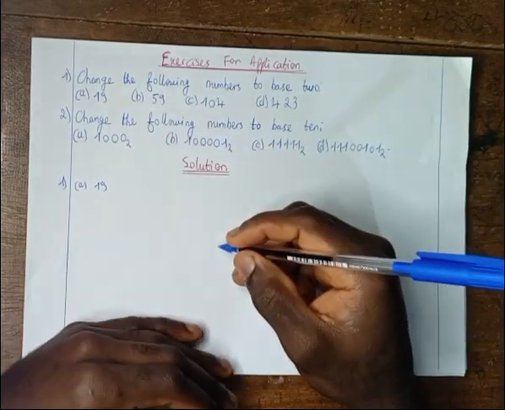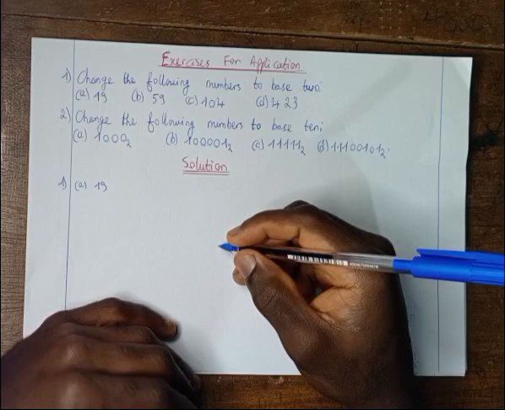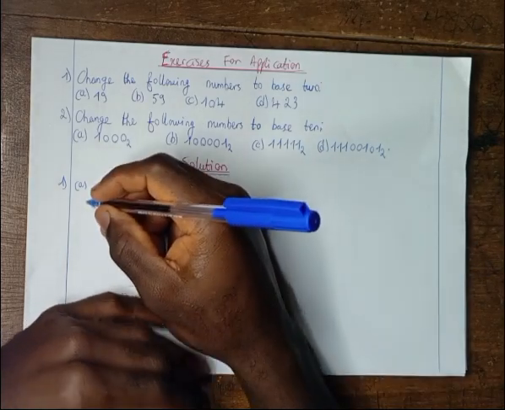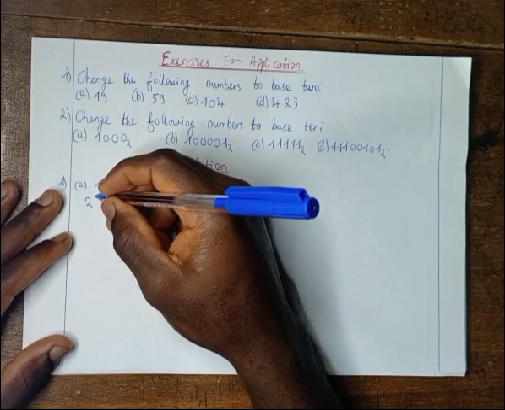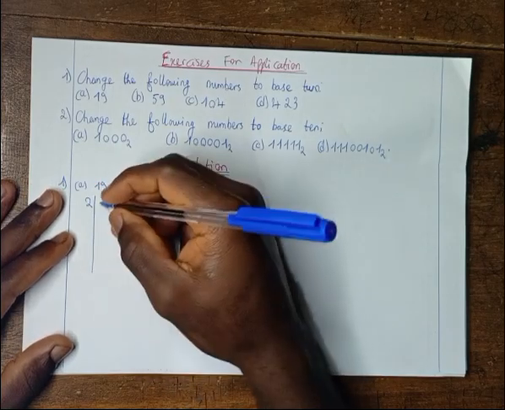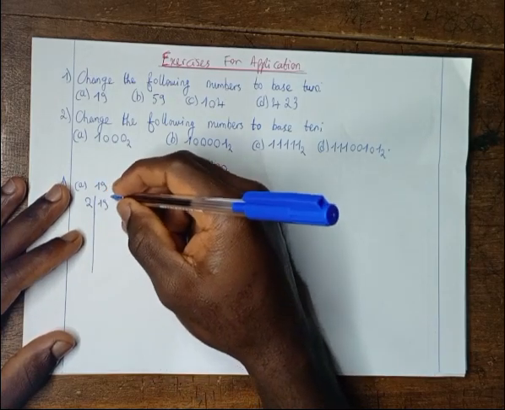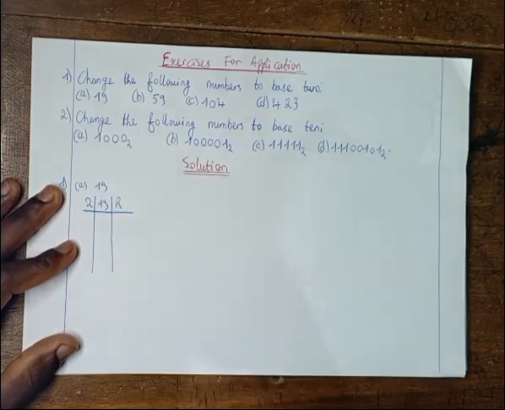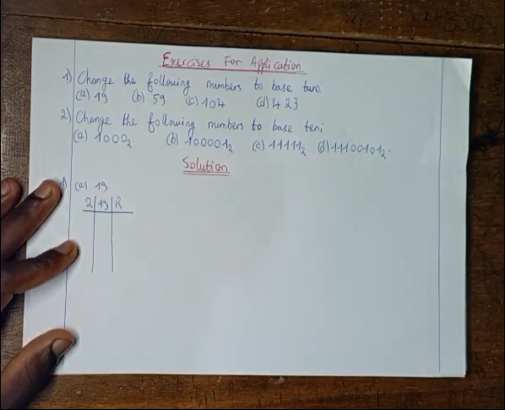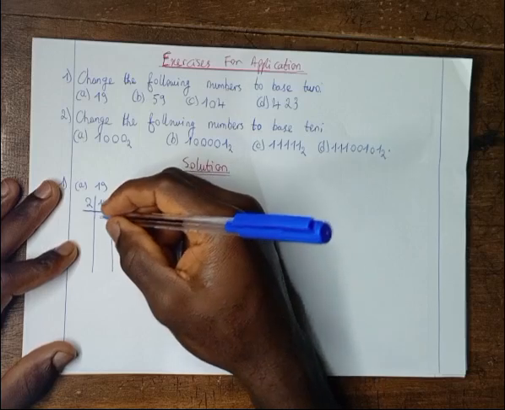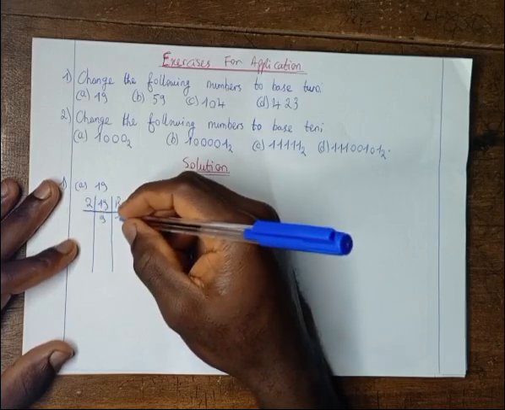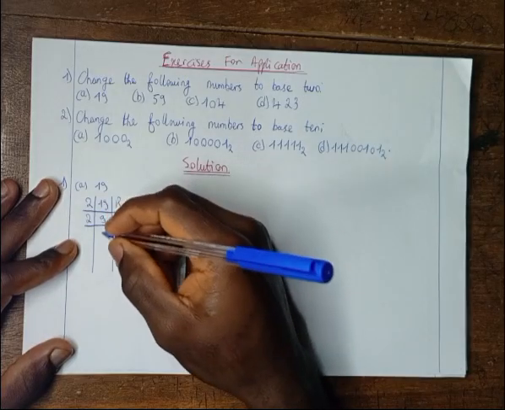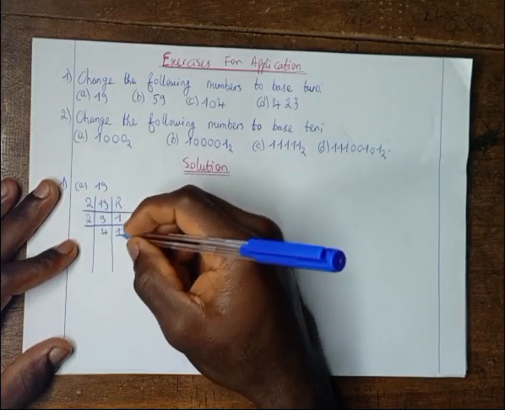For us to change the number 19 to base 2, we are going to make use of the process of repeated division. First column, we have the number 2. For the second column, we have 19. And for the third column, we have the remainders. 19 divided by 2 gives us 9, remainder 1. We bring down 2. 9 divided by 2 gives us 4, remainder 1.